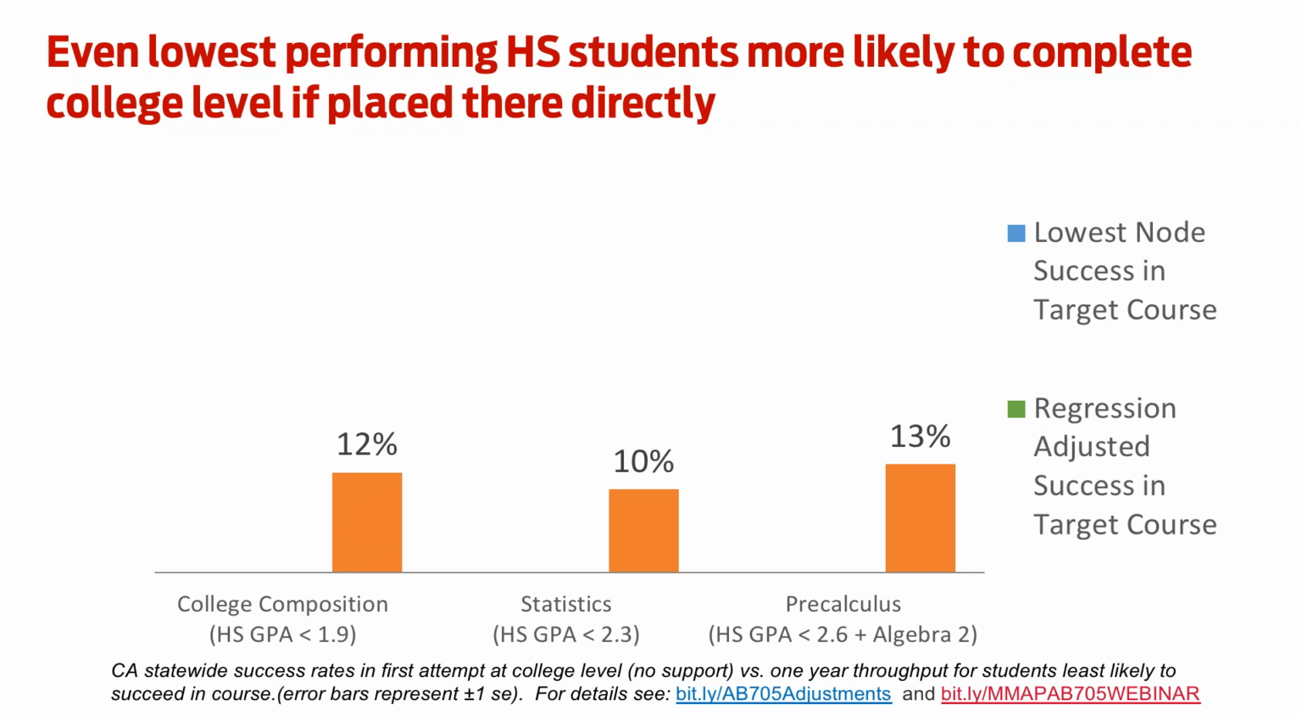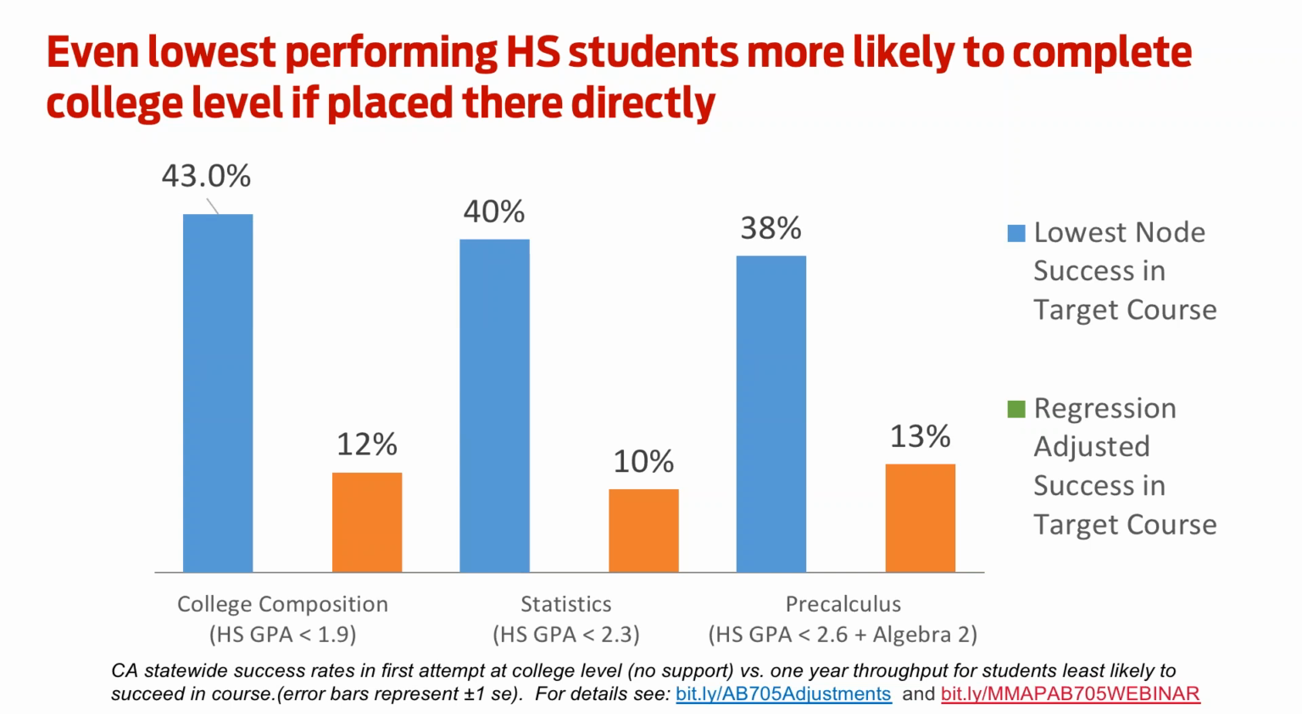So what happens then if we look at the students who manage to get access to that college level course? So students who are placed into college level English directly with no additional support, who are amongst that lowest group of high school performance, they successfully complete the college level course at a 43% rate, compared to only 12% who finish that college level course successfully if they start one level below. In statistics, it's 40% of students placed directly in statistics amongst the least prepared group, and 38% of students completing pre-calculus if they start there.